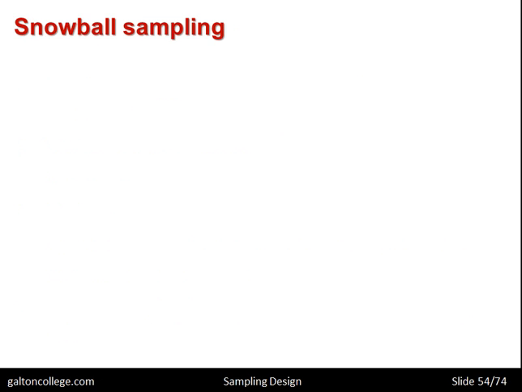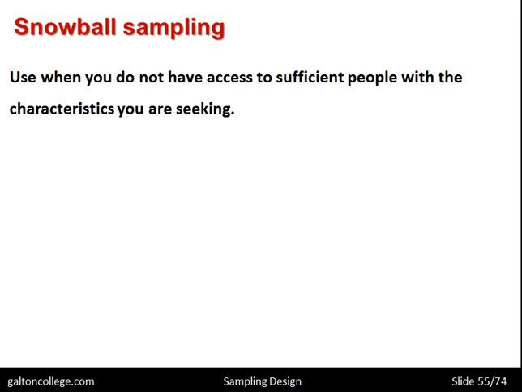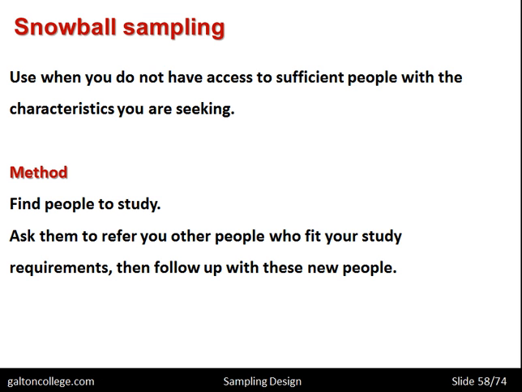Now let's turn to snowball sampling. Used when you have access to sufficient people with characteristics that you're seeking. So you're interested in people in the 25 to 35 year age gap and who are interested in playing football. Now the method, well, you find the people in this category who are interested in playing football and ask them if they would refer other people who fit your study requirements. Then follow up with these new people.